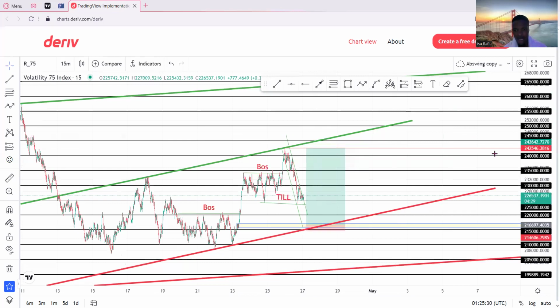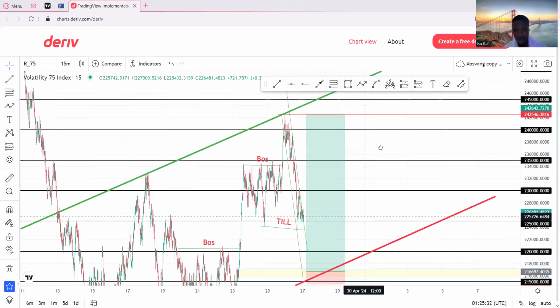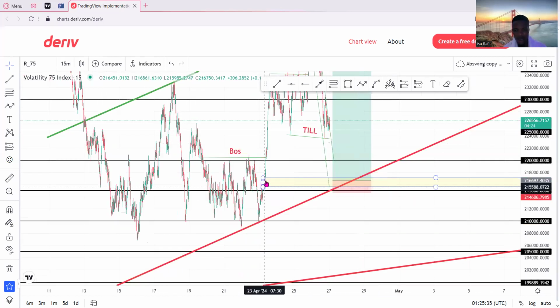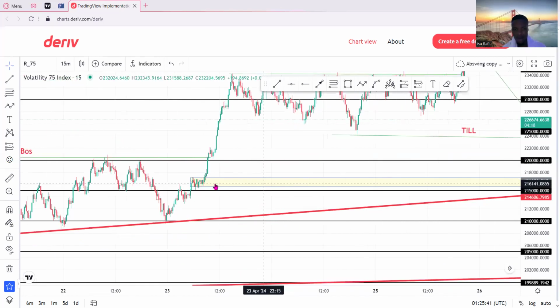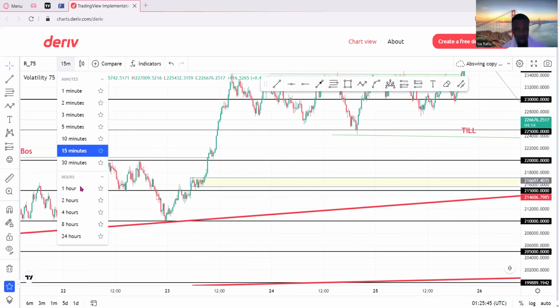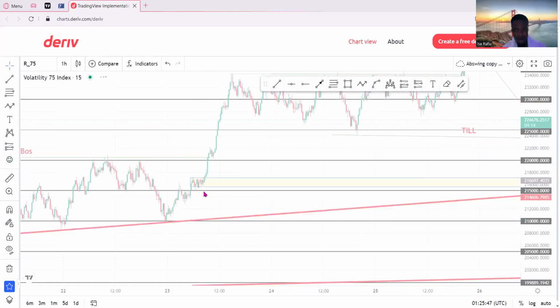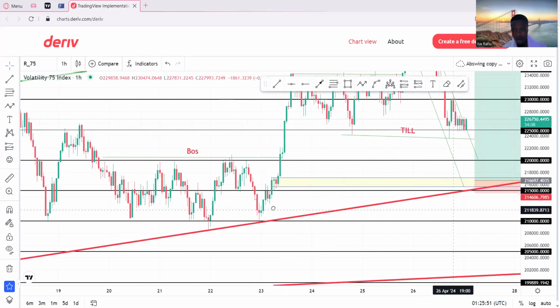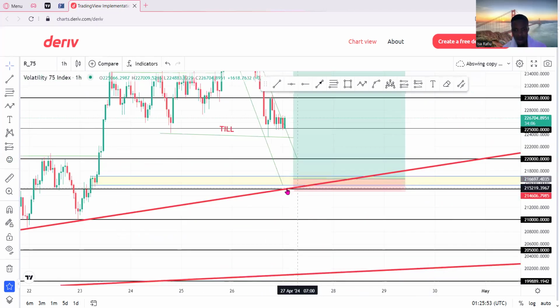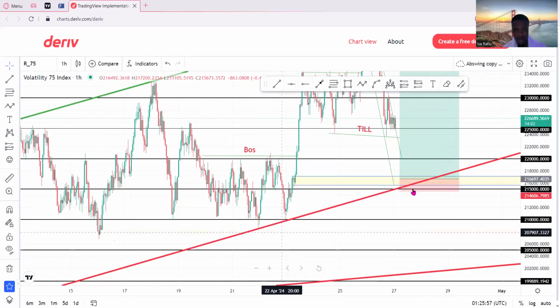There are three things that are there now. One, a valid order block is there on the 1 hour time frame, which is a bigger time frame. Two, close to my psychological level. Three, close to my trend line.